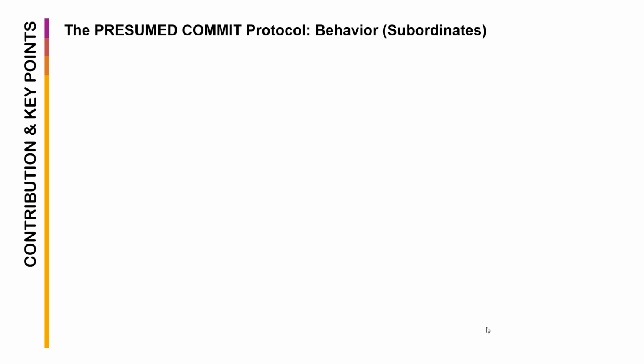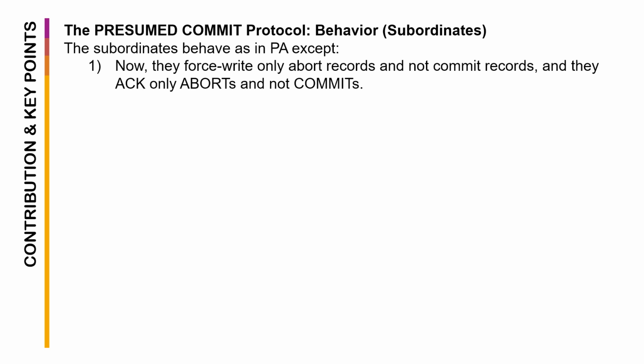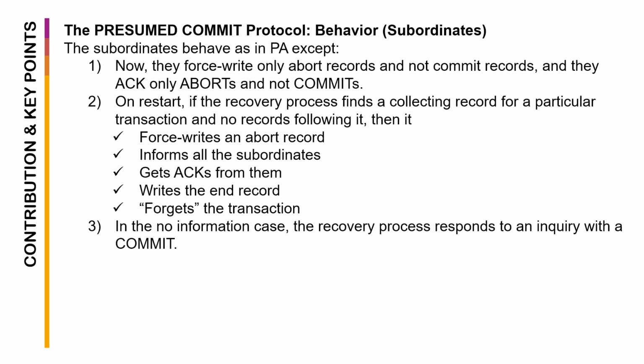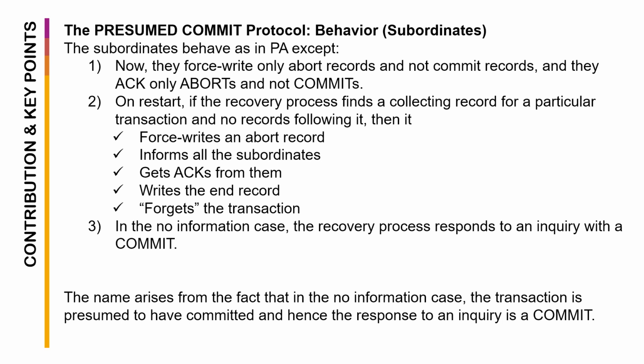Now, how do the subordinates behave? The subordinates behave as in the presumed abort protocol, except now they force write only abort records and not commit records, and they acknowledge only aborts and not commits. On restart, if the recovery process finds for a particular transaction a collecting record and no other records following it, then it force writes an abort record, informs all the subordinates, gets ACKs from them, writes the end record, and forgets the transaction. And in the no information case, the recovery process responds to an inquiry with a commit. So the name arises from the fact that in the no information case, the transaction is presumed to have committed, and hence the response to an inquiry is a commit.